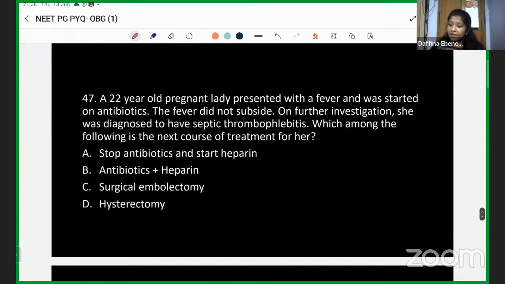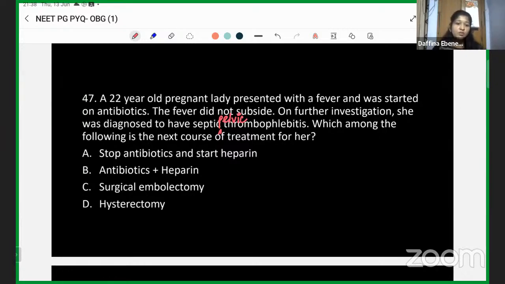A 22-year-old pregnant lady presented with a fever and was started on antibiotics. The fever did not subside. On further investigation, she was diagnosed to have septic thrombophlebitis. Okay, which among the following is the next course of treatment for her? This is septic pelvic thrombophlebitis. It's not plain septic. Septic pelvic thrombophlebitis. Which among the following is the next course of treatment for her?